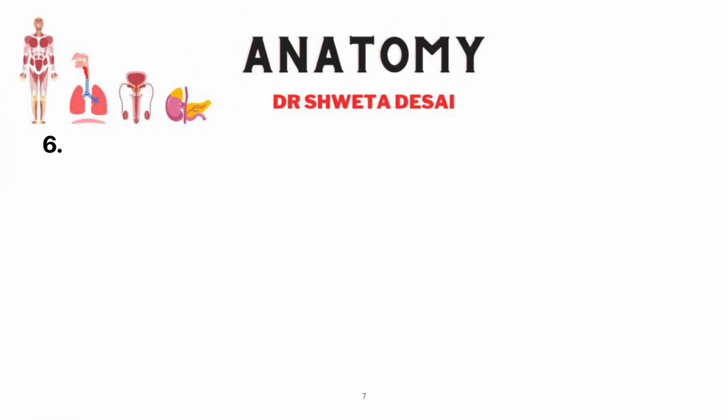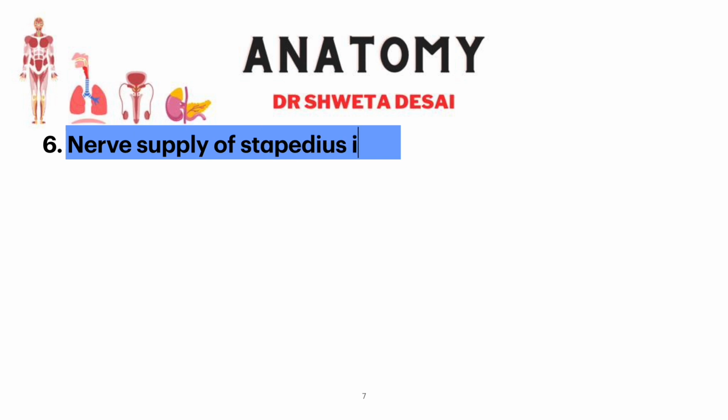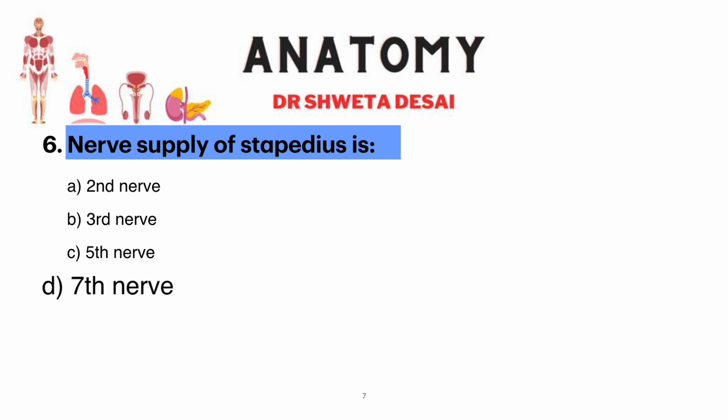Question number 6. Nerve supply of stapedius is A. Second nerve. B. Third nerve. C. Fifth nerve. D. Seventh nerve. The correct answer is D. Seventh nerve, that is facial nerve.